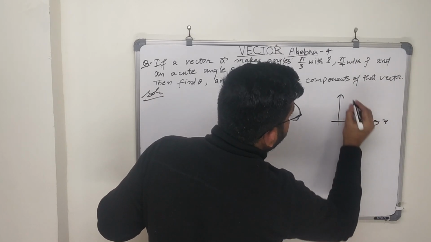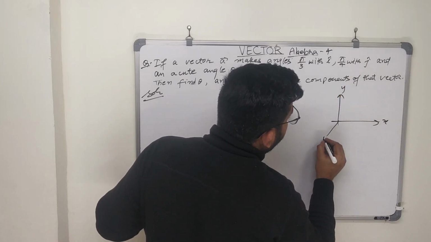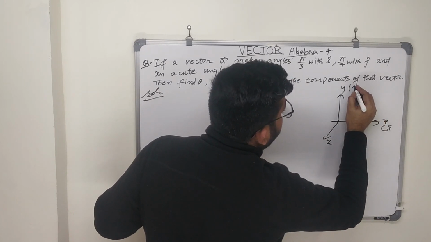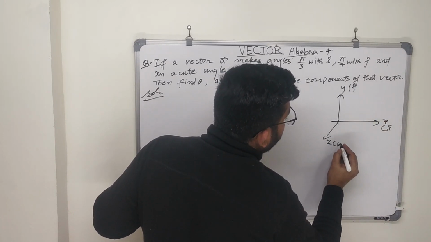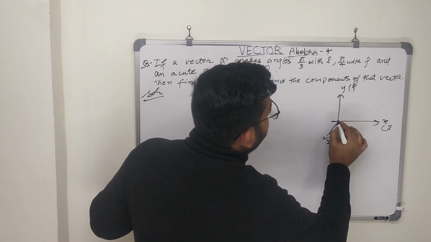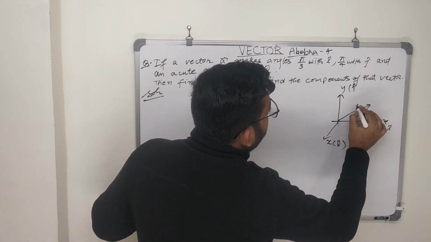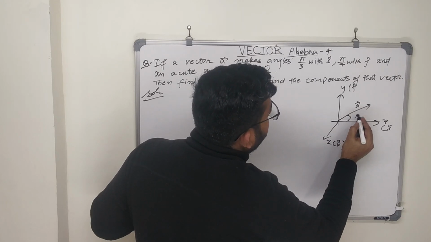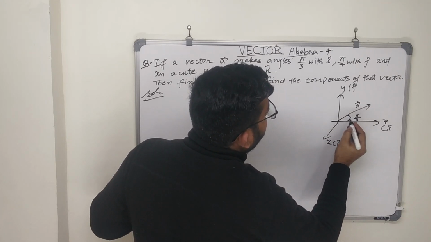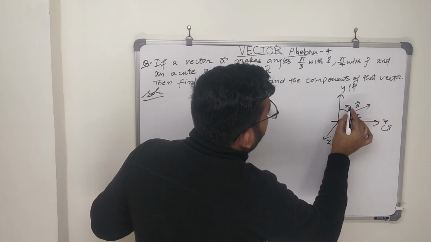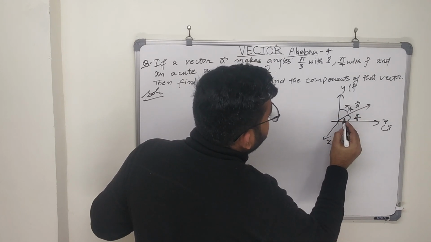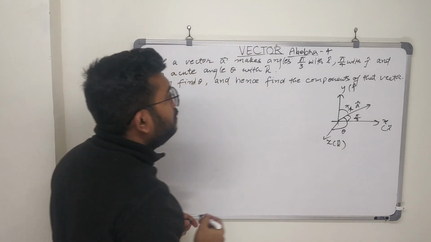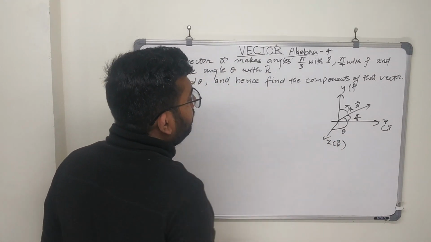this is the x axis, this is the y axis and this is the z axis, and you may call it as i cap, j cap or k cap also, and there is a vector, this A vector, and this is making angle that is pi by 3 with the x axis and pi by 4 with the y axis and theta with the z axis or k cap.